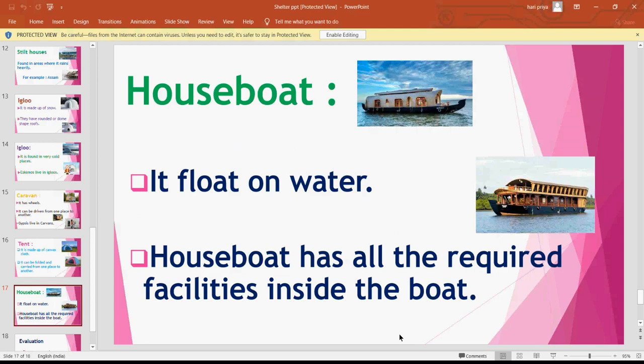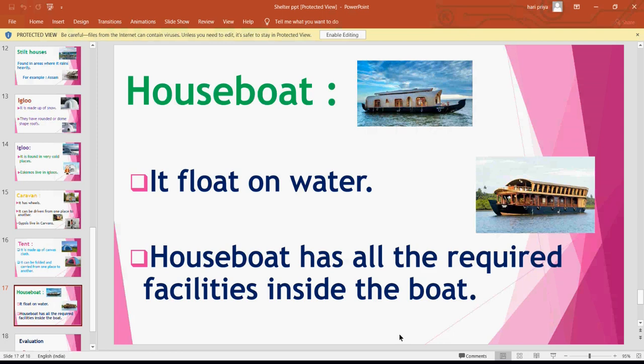This houseboat is made up of wood, and they make use of it during their travel on the water. So a houseboat floats on water, and in a houseboat you can see all the requirements inside. You can have all the requirements you want in the houseboat. It's something like our house only, but it is constructed in such a way that it can float in water. So far we studied the temporary houses and what all the types are.